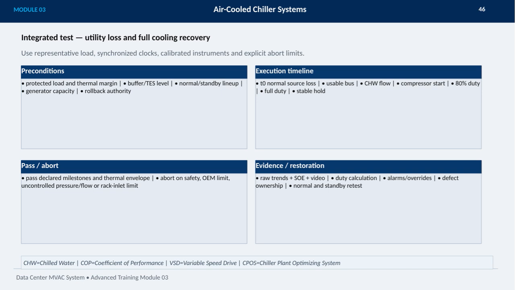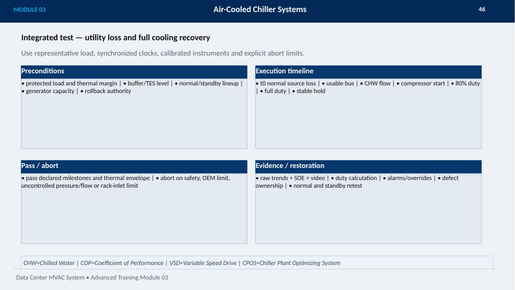The execution timeline tracks key milestones such as the initial source loss, usable bus confirmation, chilled water flow, compressor startup, reaching 80% duty, full duty, and a stable hold period. Passing the test means meeting declared milestones and staying within the thermal envelope, while aborting occurs if safety concerns arise, OEM limits are exceeded, or we see uncontrolled pressure, flow, or rack inlet issues.